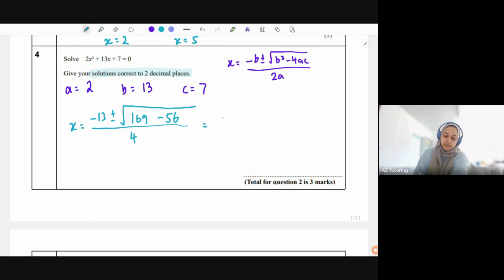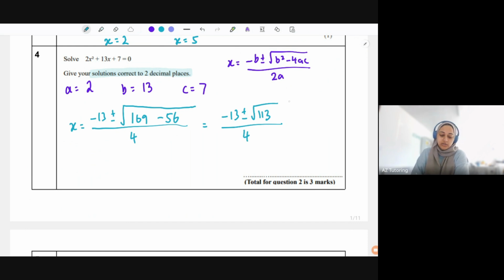So let's simplify this further. We get minus 13 plus or minus the square root of 169 minus 56, which gives you 113. So we're square rooting 113. And 113, that's not a square number, so most likely we're going to get a decimal. All divided by 4.